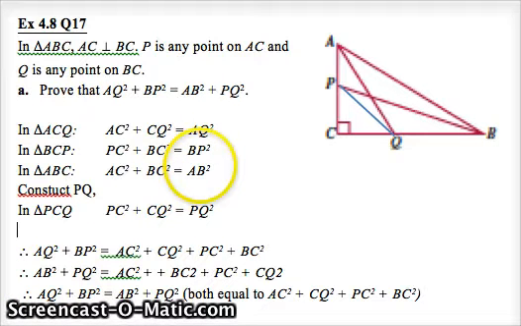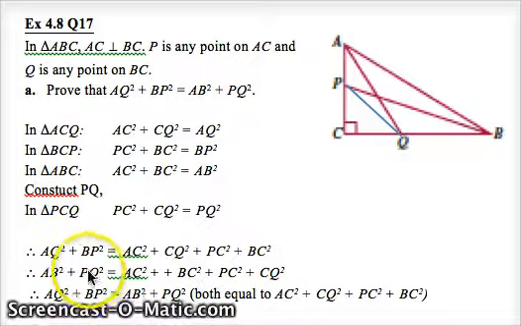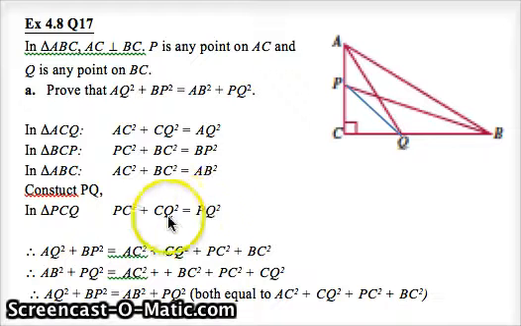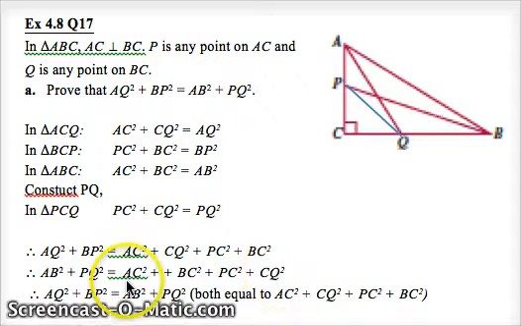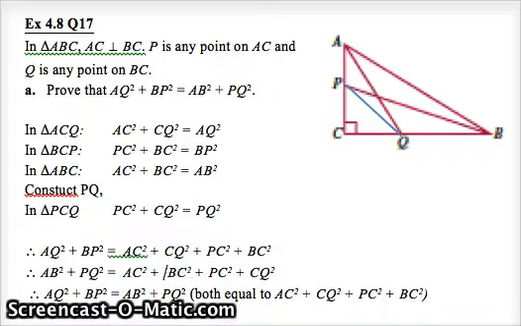So AB squared is from here, AC squared plus BC squared. Just fix up that little squared there. And we can also see here that PQ squared, we make our substitution for that there, that it's PC squared plus CQ squared. Now we can see that both of those expressions are the same. They may not be in the same order, but they are in fact identical expressions.